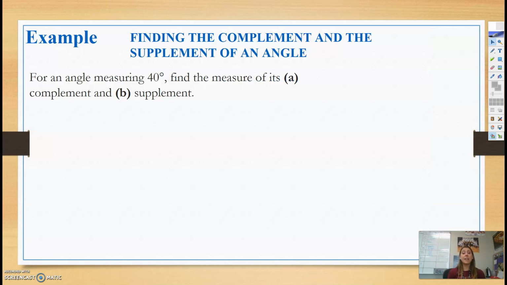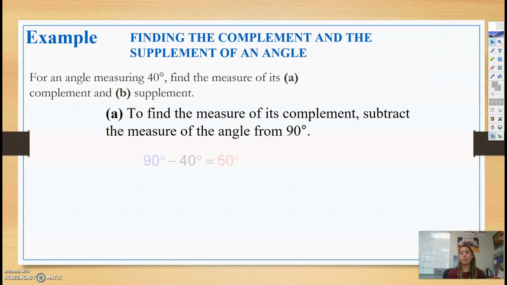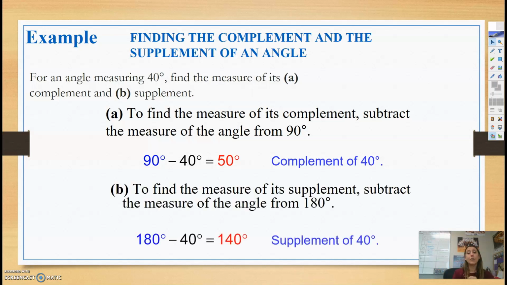So if we were to find the complement and the supplement of 40 degrees, then when we were doing the complement, we would take 90 degrees minus 40 and we would get 50 degrees. If we were to do the supplement, we would do 180 minus 40 and get 140 degrees.